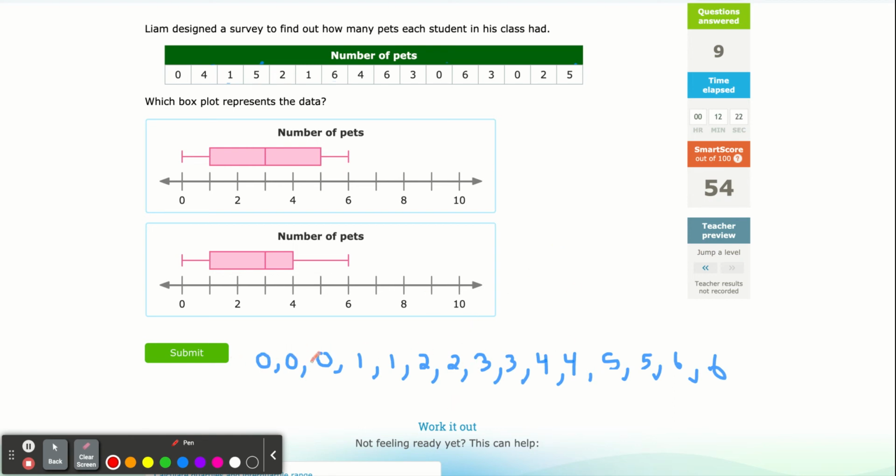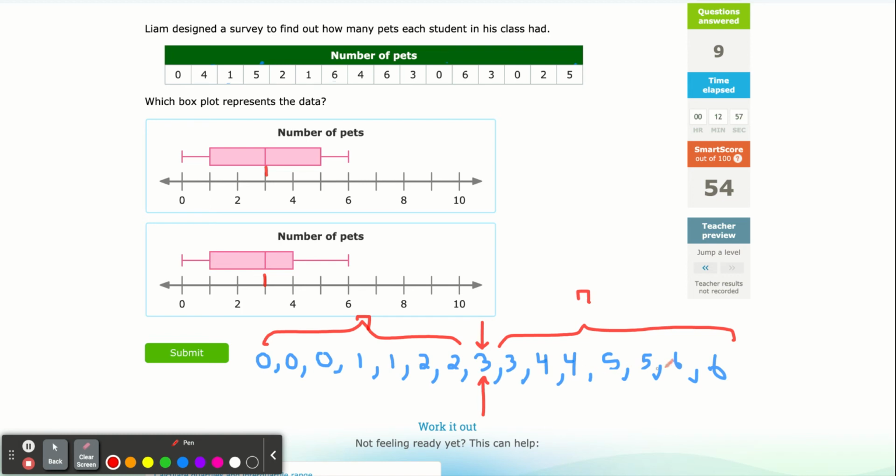In other words, 1, 2, 3, 4, 5, 6, 7, 8, 9, 10, 11, 12, 13, 14, 15. There's 15 numbers, which means 1, 2, 3, 4, 5, 6, 7. Right here, this 3 is going to be the median. There's 7 numbers above it, and there's 7 numbers below it. So the 3 is the median. And if you'll notice, both of these have 3 as the median, because that's what that middle line is.